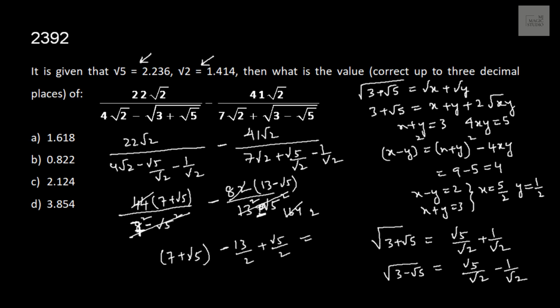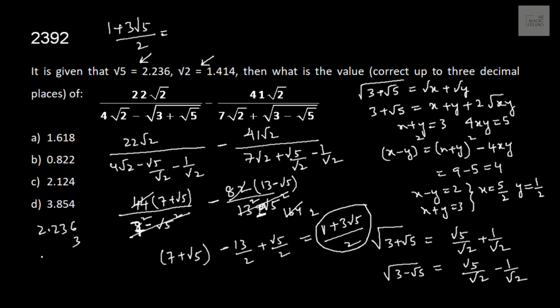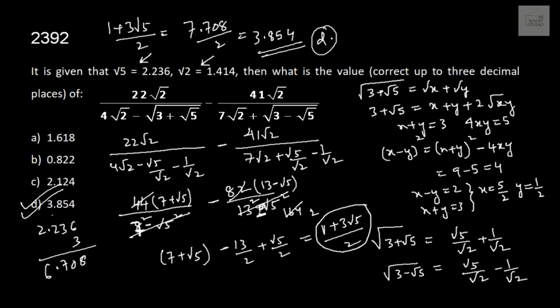On solving this, we'll get 14 minus 13, that is 1, and 2 root 5 plus root 5 is 3 root 5. So the value of the given expression is 1 plus 3 root 5 by 2. Root 5 is 2.236. 2.236 into 3 is 6.708, plus 1 would be 7.708 by 2. That would be 3.854, and that features in option D. Option D is the answer.